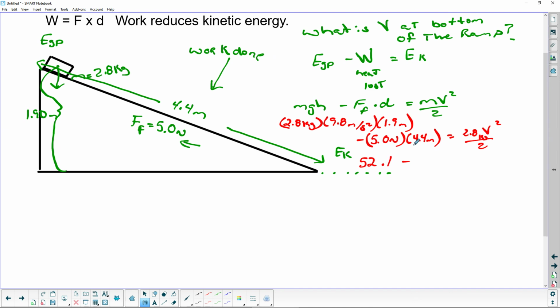Good question. Somebody's asking, why didn't we cancel the mass out this time? Because there's no mass here. We can't factor it out here. So there's one expression here, two expressions here. In order to cancel the mass out, we'd have to have a mass here and a mass here. So because there's no mass in the work equation, we can't cancel it out. So that's the reason why.